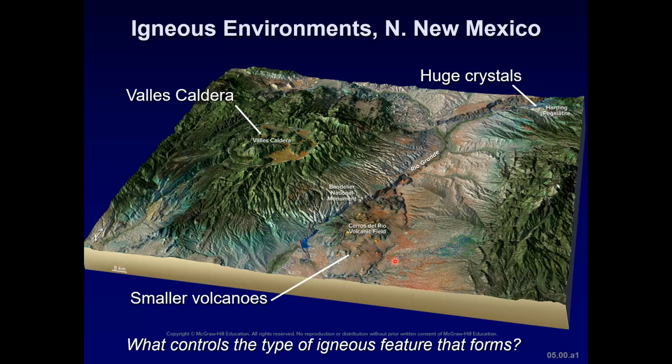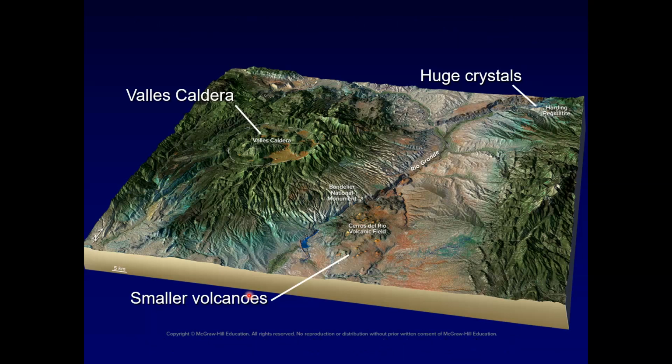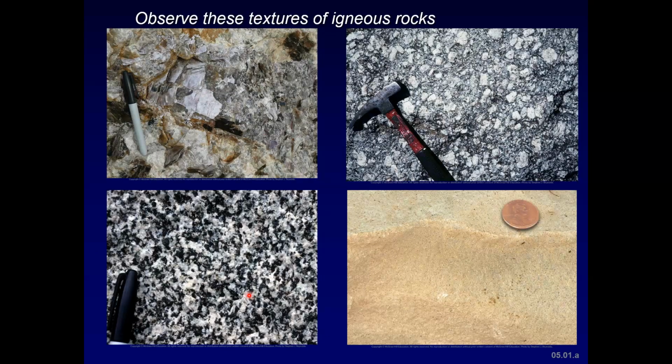All right. So these are all rocks that formed from molten material, but what makes a difference here is the rate at which they cooled and whether it was underground or extruded above ground. So that's really the big part of this chapter. These are all different igneous rocks with different textures.